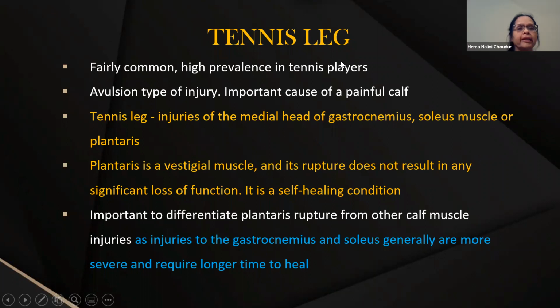It's fairly common in tennis players. It's an avulsion type of injury, and you can have injuries of the medial gastrocnemius, soleus, and or the plantaris. And the plantaris is a vestigial muscle. Its rupture does not cause any loss of function, and it's self-healing. So you don't have to boot cast the patient for long periods of time, as you would have to do with gastrocnemius and soleus injuries. So the treatment is different, and that's why one has to actually identify what structures are involved.